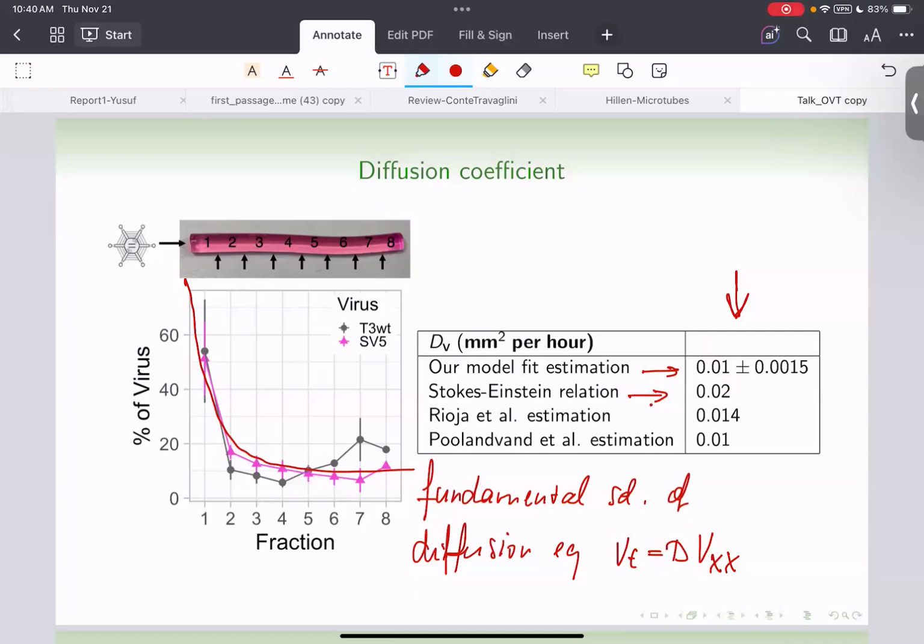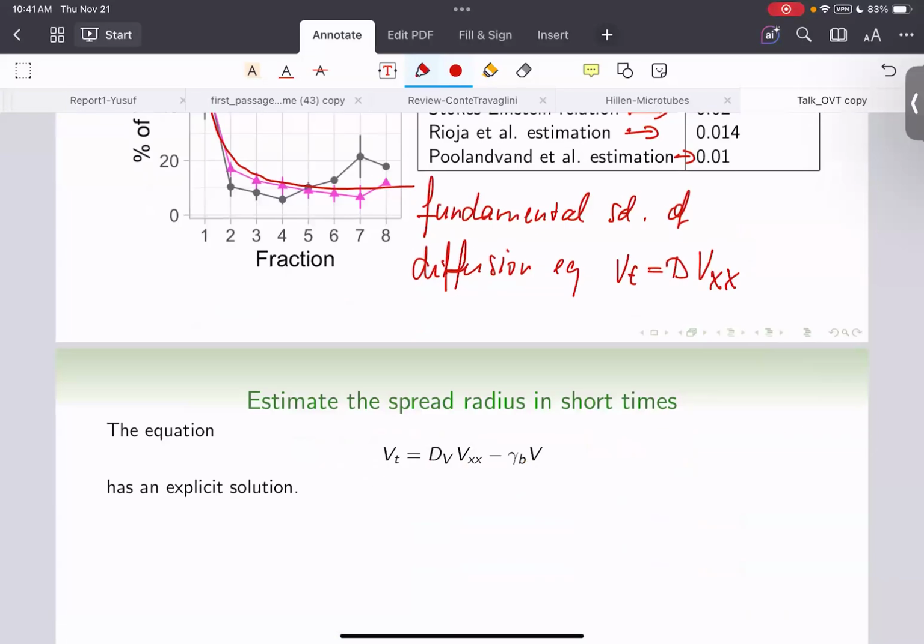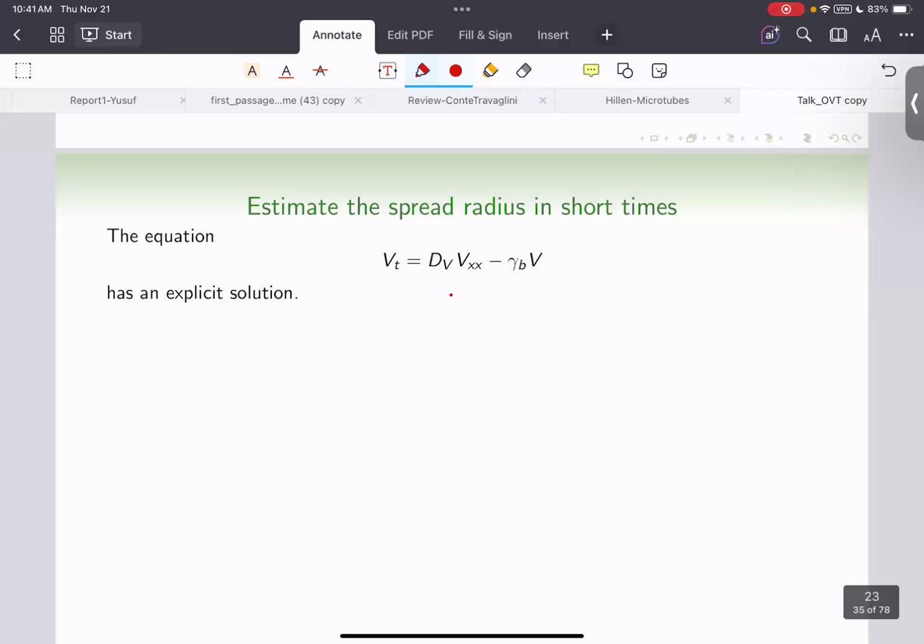Other people estimated this too. Rioja found a value of 0.014 and Pouladvant a value of 0.01. Again, very, very close to what we have, which is absolutely nice. So somehow we reconfirm the values which were used earlier. Okay. So now we have this guy and this guy.